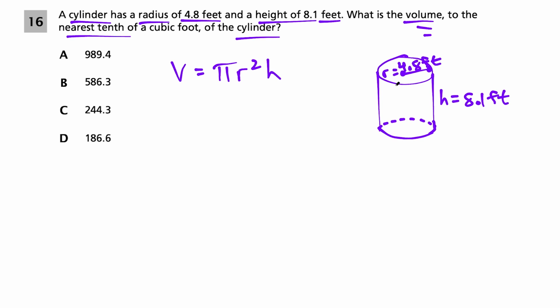So then all we have to do here to find the volume is plug into the formula. We would have the volume equals pi times the radius, which is 4.8, and that's being squared. And then we're multiplying by the height, which is 8.1. And the units here are cubic feet, and cubic feet you write as feet to the 3rd power.